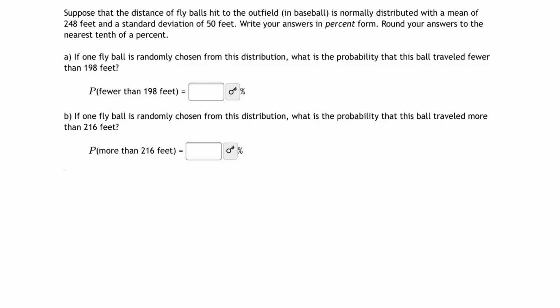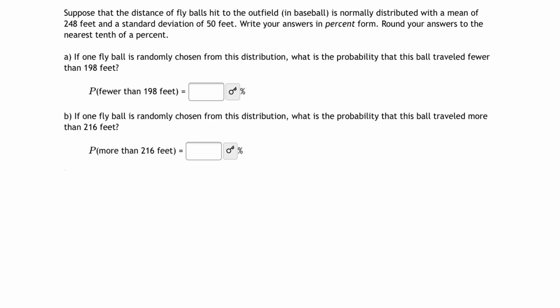Suppose that the distance of fly balls hit to the outfield in baseball is normally distributed with a mean of 248 feet and a standard deviation of 50 feet. We're asked two questions. The first is, if one fly ball is randomly chosen from this distribution, what is the probability that this ball traveled fewer than 198 feet? And the second question, the follow-up, is, if one ball is randomly chosen, what is the probability that the ball traveled more than 216 feet?